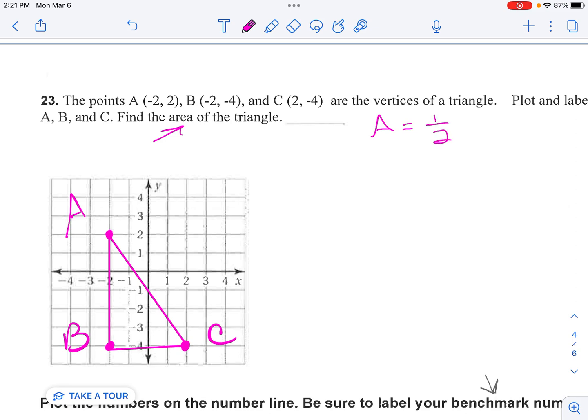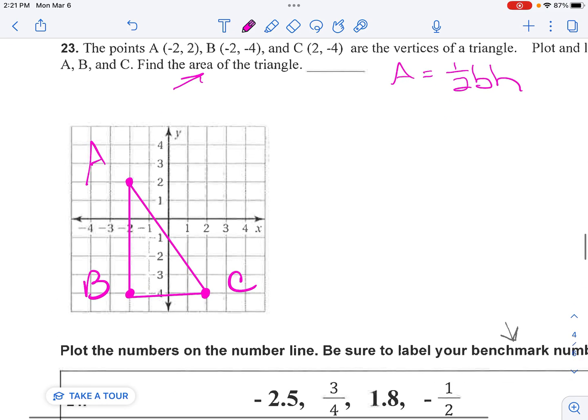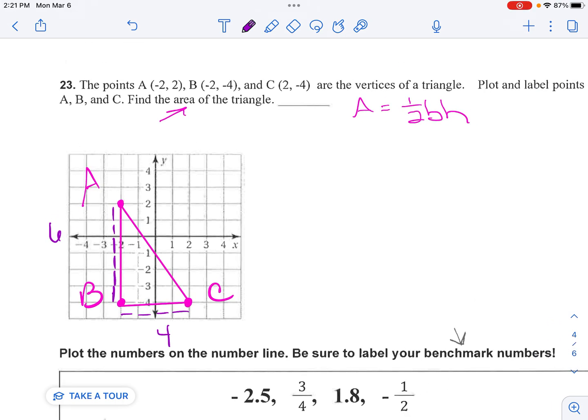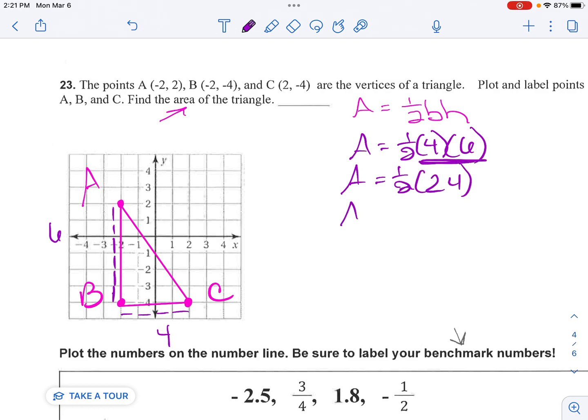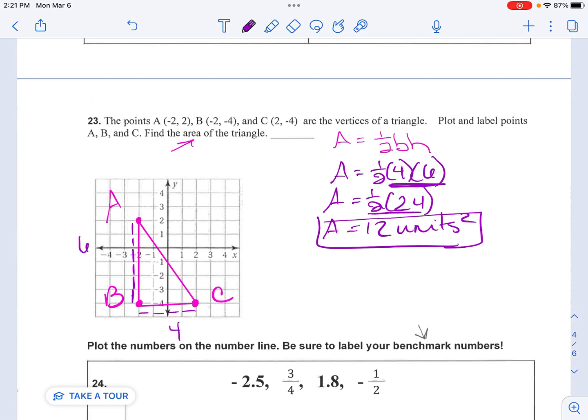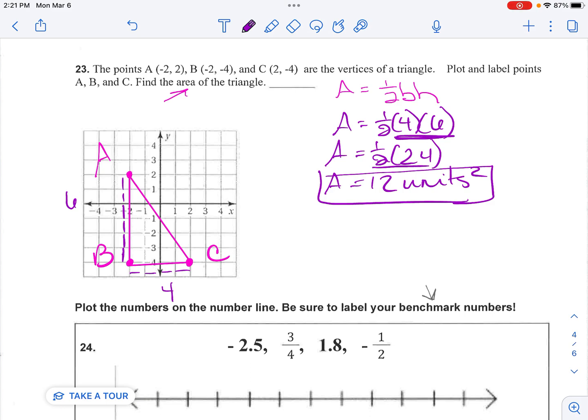The day of your test, it will tell you the formula, 1/2 base times height. So now we're going to count the base: 1, 2, 3, 4 units. Count the height: 1, 2, 3, 4, 5, 6 units, and plug them into the formula. The base is 4, the height is 6. Remember, we do base times height first. 4 times 6 is 24. Half of 24 is 12. We're going to label it units squared.